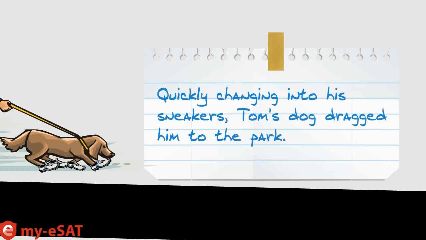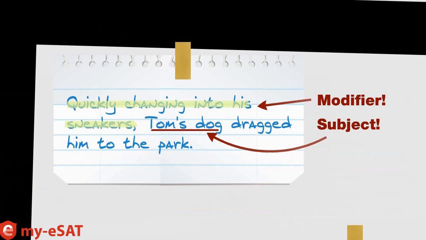Okay, got it? All right, so the modifier in the sentence is the first part again, which is quickly changing into his sneakers. And the subject of the sentence is right after the modifier, which is Tom's dog. But does that make sense? Would a dog really be able to change quickly into his sneakers? The answer is probably not. Most likely the author is talking about Tom changing into his sneakers and not Tom's dog. When you see a sentence like this, which really doesn't make a whole lot of sense, you're probably looking at a misplaced modifier.